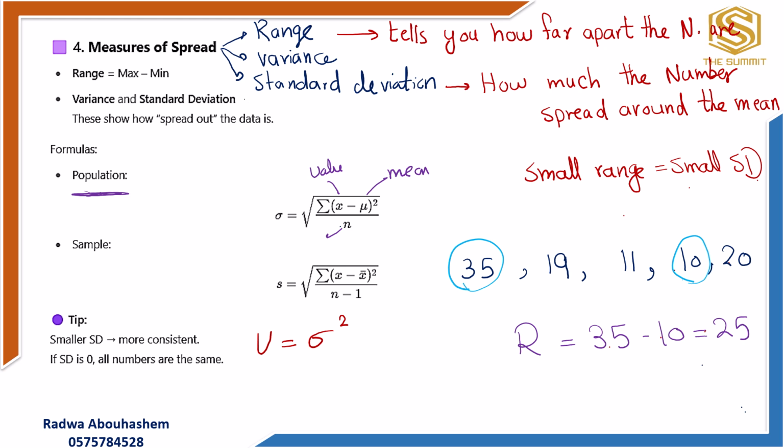So again, the measures of spread are range, variance, and standard deviation. The range tells you how far apart the numbers are, and the standard deviation tells you if the numbers are close to each other or widely spread out. And for the range, it's maximum minus minimum.